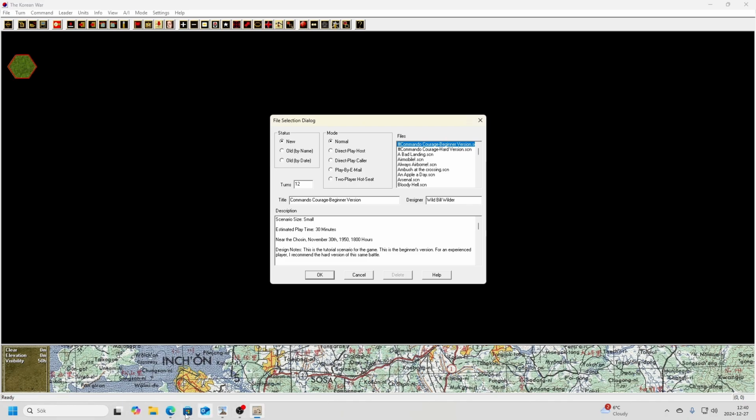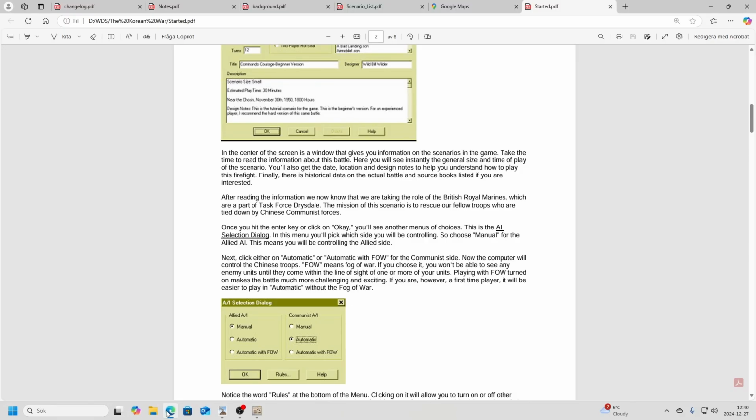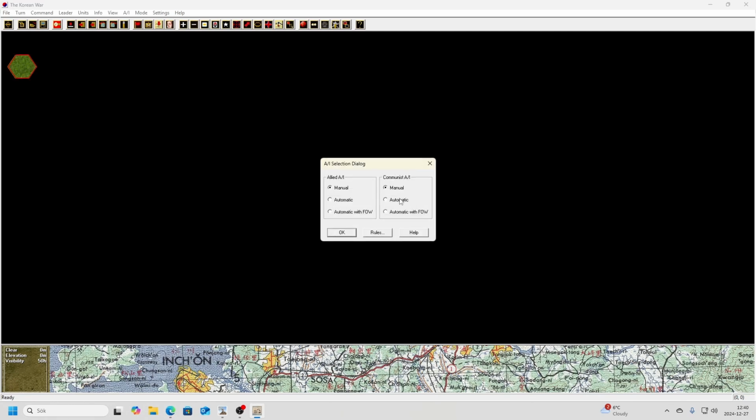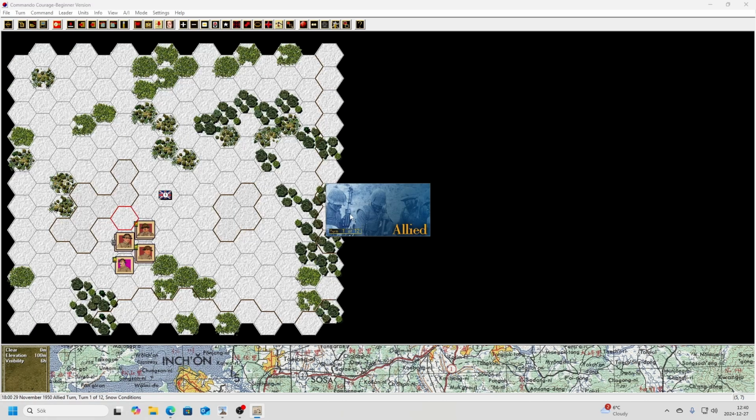I think you're supposed to be playing the Allies here. So we could just fire it up and you guys can have a look. It's supposed to be automatic, not with fog of war. Okay, yeah, this one here. So that's what the game looks like, man. Support is available, right? This is obviously a small scenario. This is the max zoom in on the game at the moment.